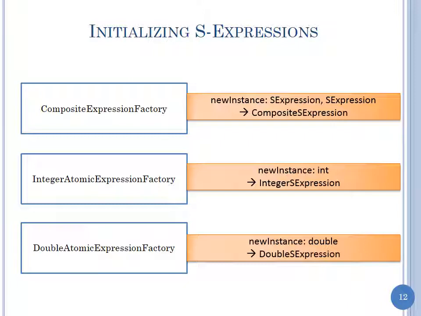We can build new SExpressions from existing SExpressions. I can take an SExpression and provide that as an argument to my new instance method in a composite factory to get another SExpression that points to it. But I can't change the underlying data structure in it. I have two SExpressions that are sharing data structures. Questions?